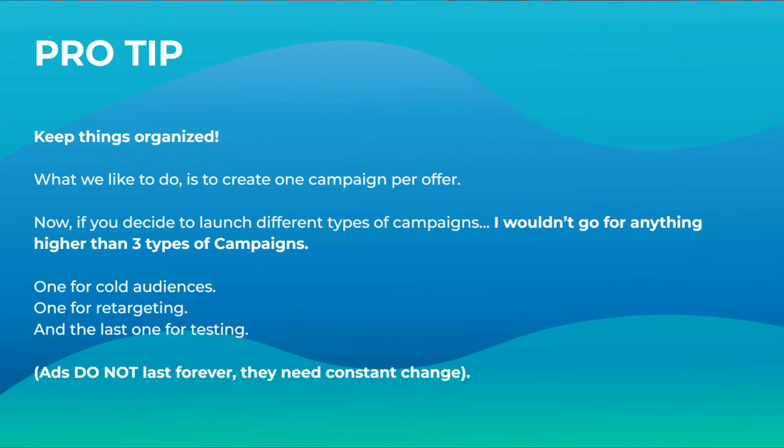Now, pro tip, to keep things organized, what we usually do, and I highly encourage you to do if you ever run ads by yourself, is to create one campaign per offer, which honestly could get really messy sometimes. Now, if you decide to launch different types of campaigns, I wouldn't go for anything higher than 3 types of campaigns. The first one being for cold audiences, the second one being to retarget people that have already engaged with your ads, and the last being for testing, to basically try different types of offers to see how the market reacts. And I'm telling you this because it can get super messy, and honestly, you don't need anything more than that.